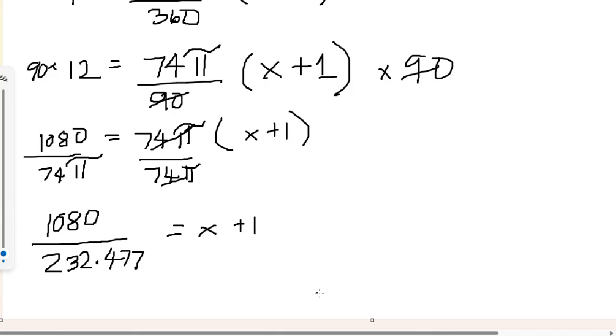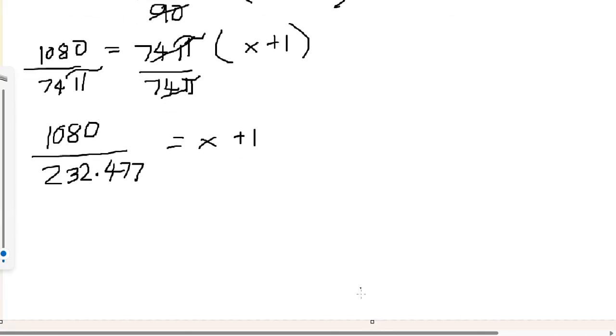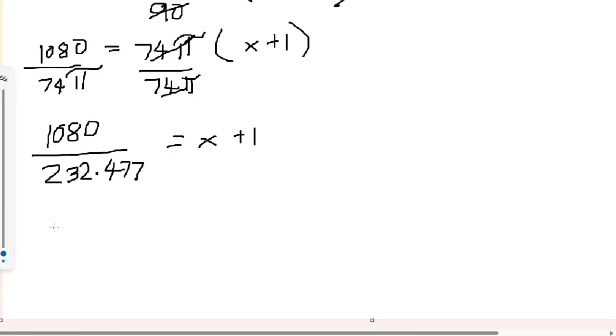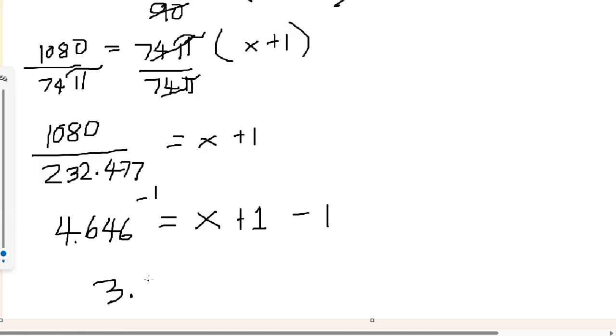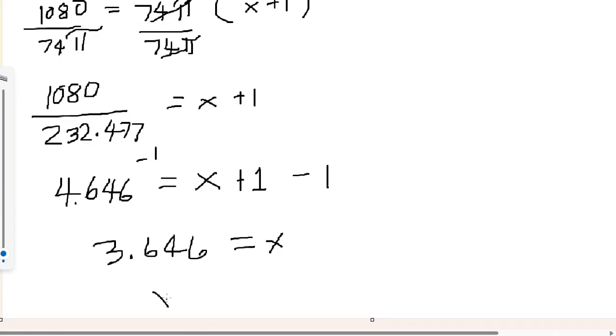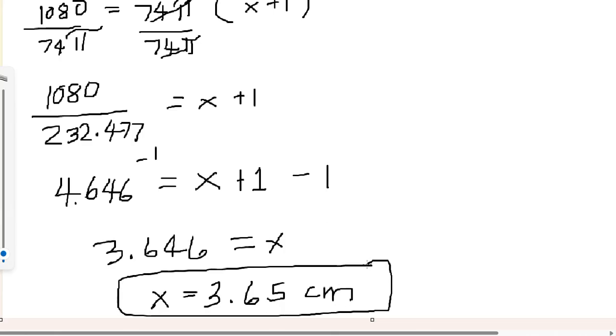Okay. So now 1080 divided by 232.477 is 4.646. I'm gonna take away 1, both sides. So that's 3.646 equals x. Or if you want to round it off to 2 decimal places, 3.65 centimeters. And that's the answer. Thank you for watching. See ya.